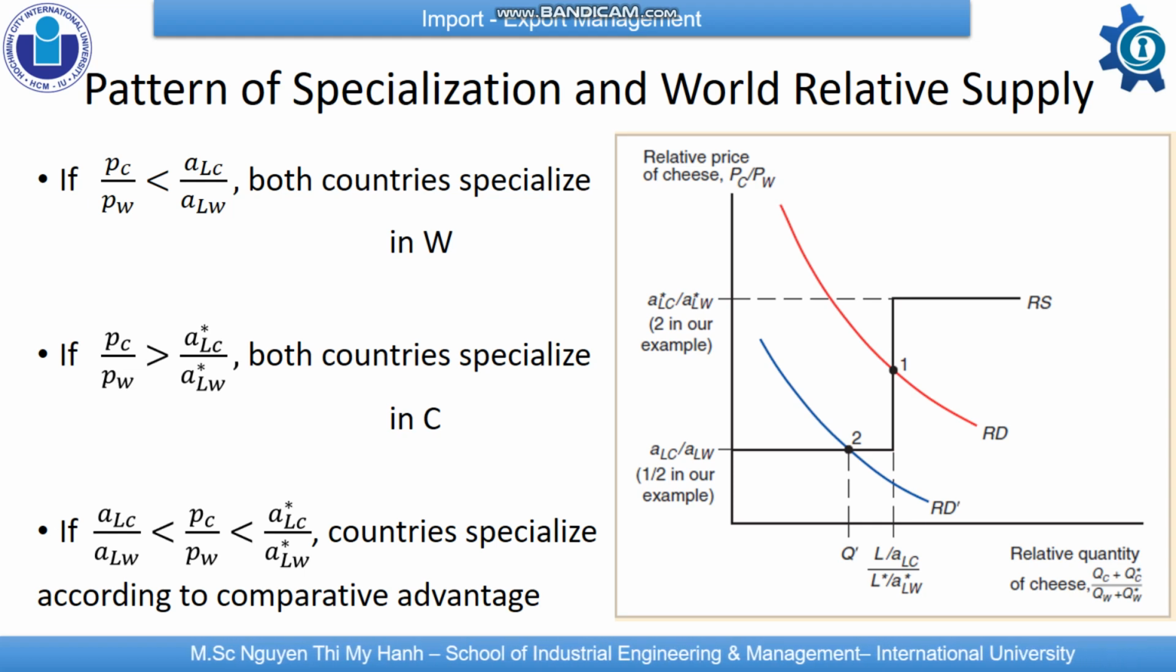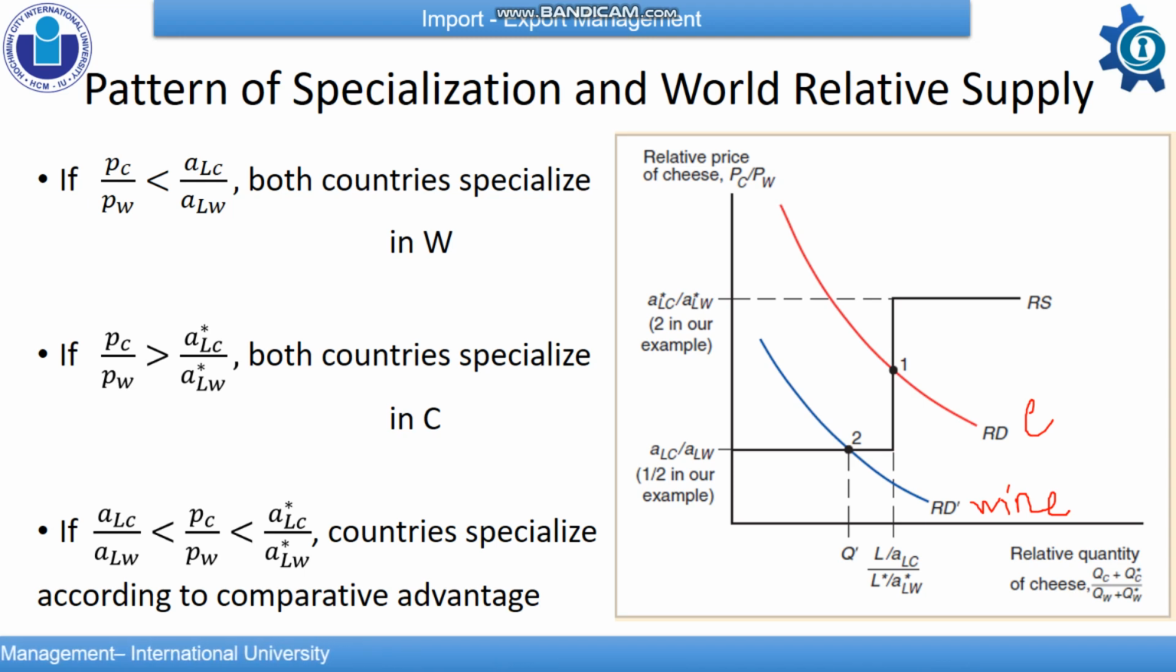Okay, let's look at this figure. Let me introduce it first. The blue curve, RD, is the relative demand curve of wine. And the red curve is the relative demand of cheese. Okay.